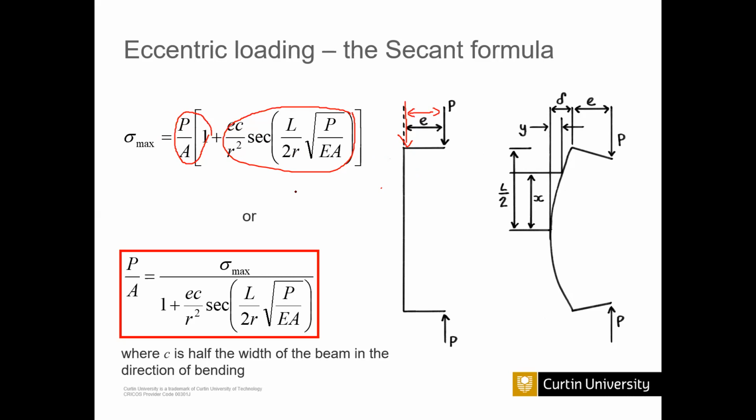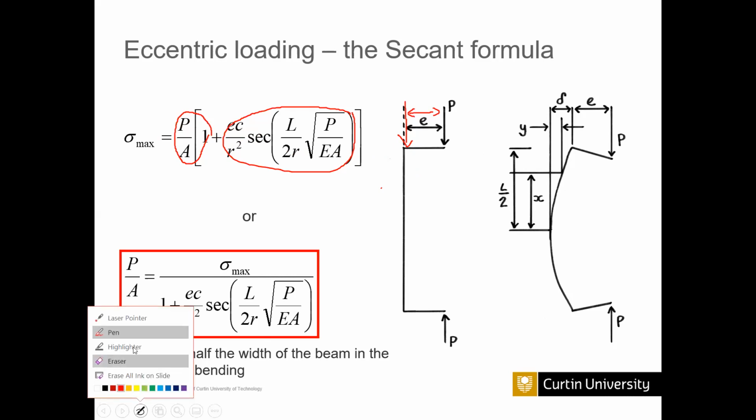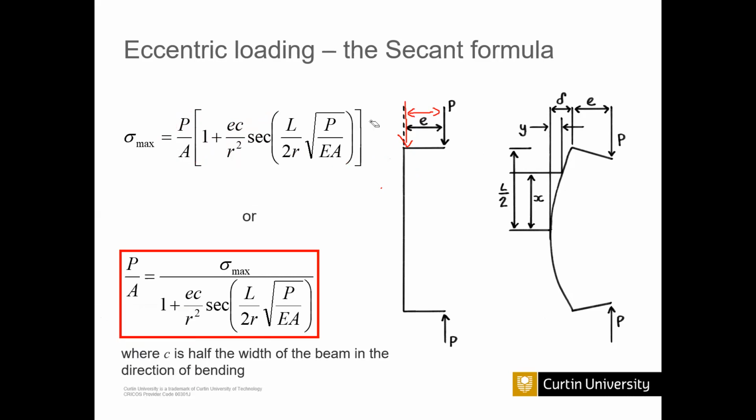In here, you can see different terms, EC divided by R square. Later on we will call L upon R ratio the slenderness ratio. Likewise in here, this part also we will call with a different name.